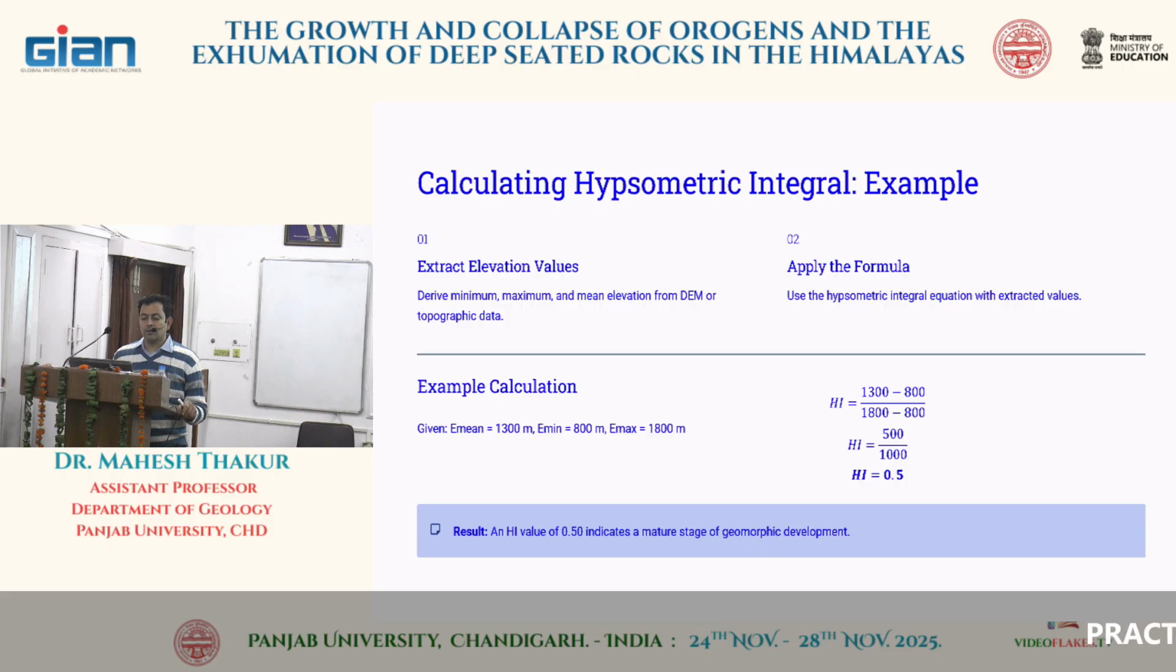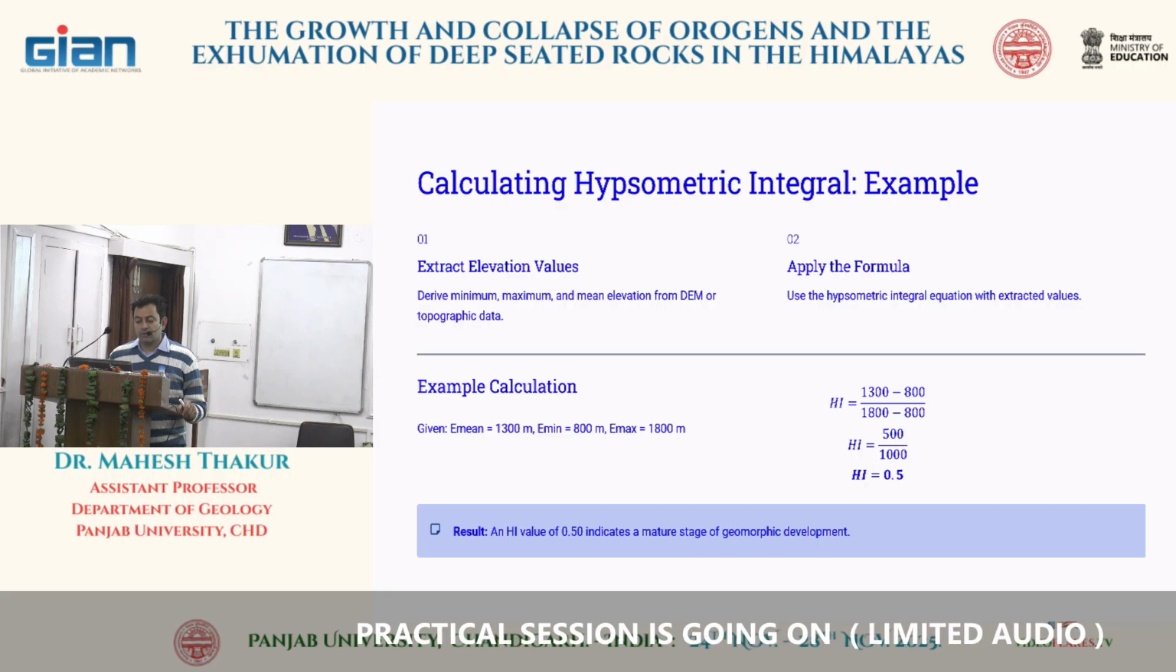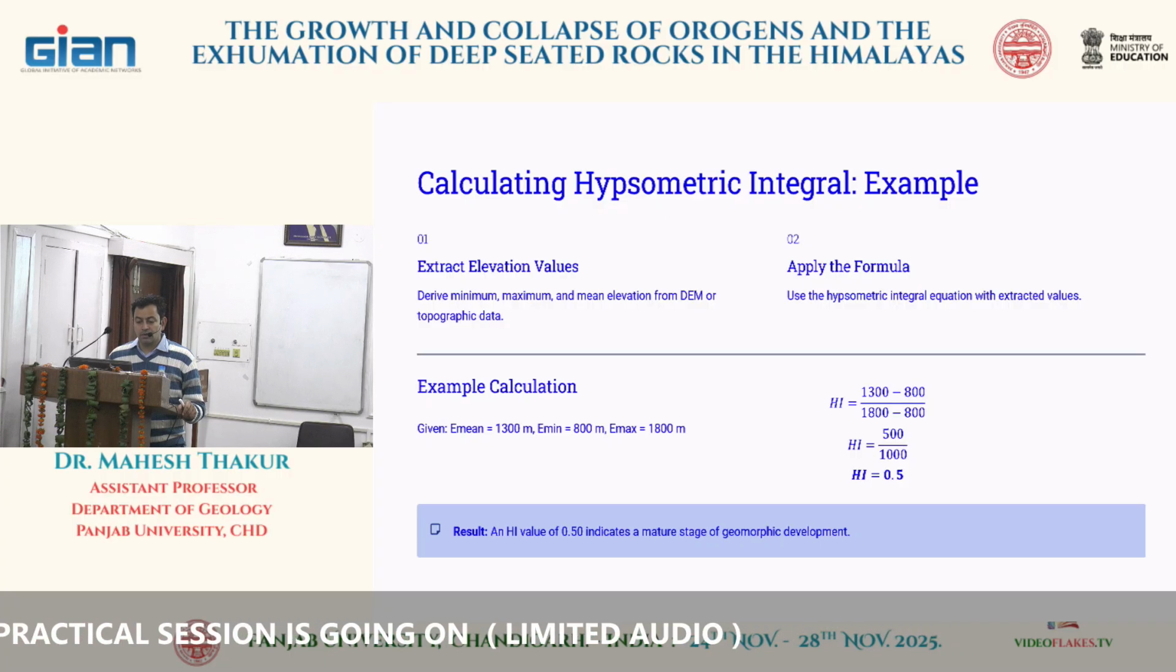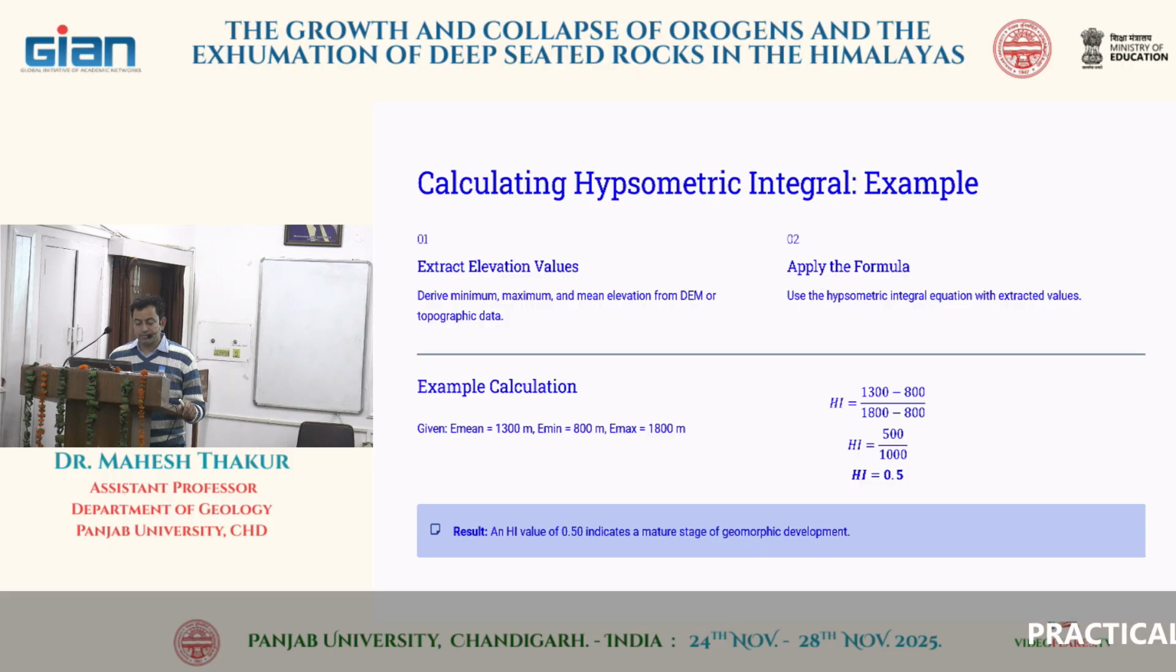So calculating the hypsometric integral. Extract elevation values, derive minimum, maximum, mean elevation from the topographic data. Apply the formula, use the hypsometric integral equation with extracted values. So E mean is 1300 meters, E minimum is 800 meters, E max is 1800 meters. So the HI comes around to be 0.5. An HI value of 0.5 indicates a mature stage of geomorphic development.